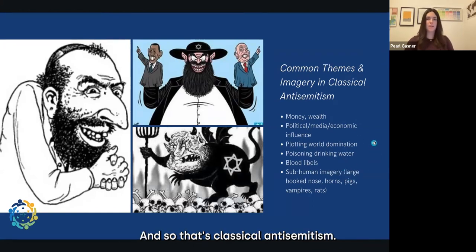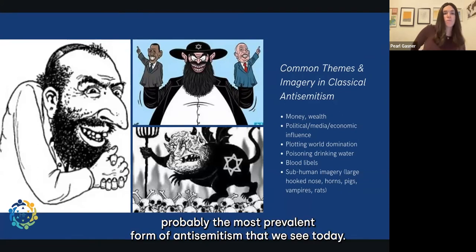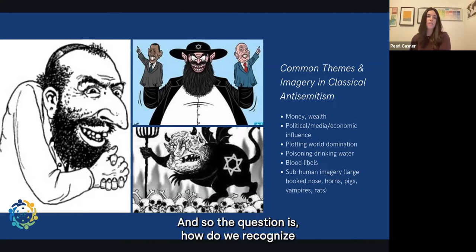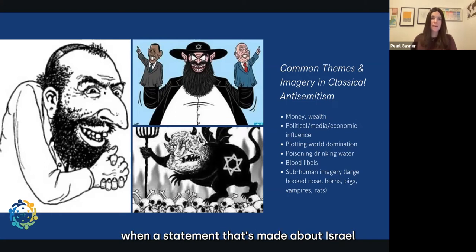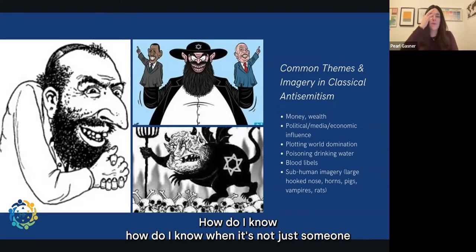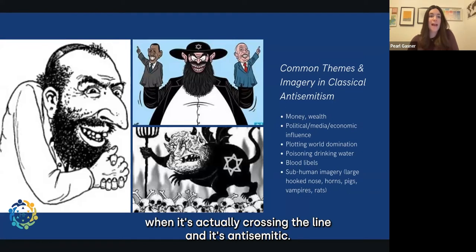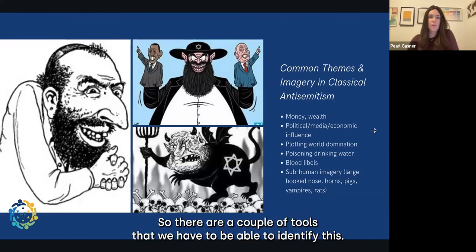So that's classical anti-Semitism. And now we're going to focus pretty much for the rest of the time more on anti-Zionism, which again is probably the most prevalent form of anti-Semitism that we see today. And so the question is, how do we recognize when a statement that's made about Israel, something critical of Israel, is anti-Semitic? How do I know when it's not just someone having an opinion and being critical, versus when it's actually crossing the line and it's anti-Semitic? So there are a couple of tools that we have to be able to identify this.